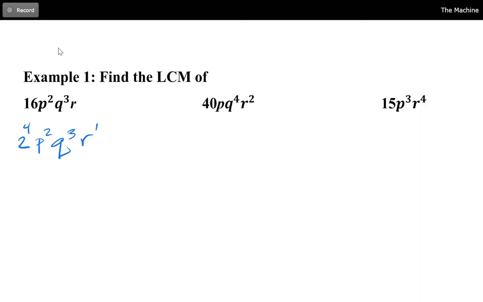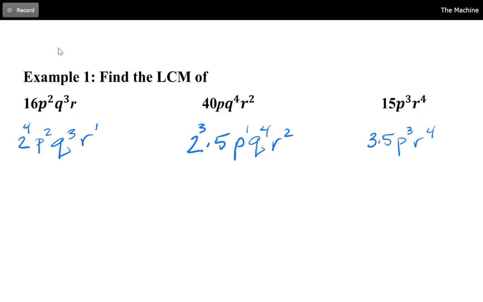Okay, prime factorization of 40. Isn't that 4 times 10? And isn't 4 2 times 2? And then 10 is 2 times 5. So I think what I get is 2 cubed times 5. And 2 cubed is 8, and 8 times 5 is 40. So that's good. Times p to the first, q to the 4th, r squared. And now let me do the other one, 15. Well, that's simple. That's just 3 times 5. And then the variables are the easy part, p cubed, r to the 4th.